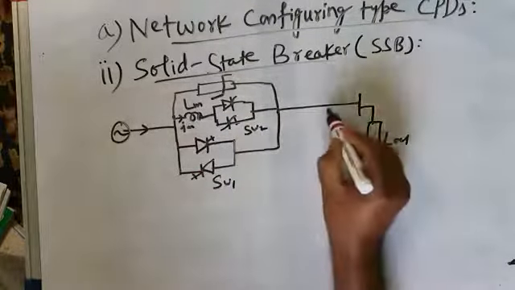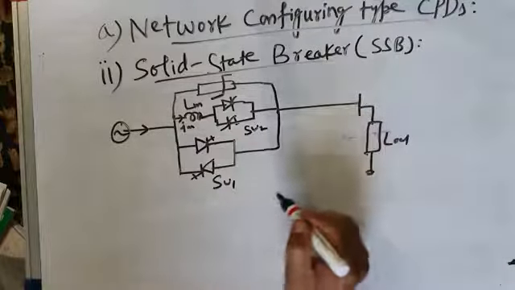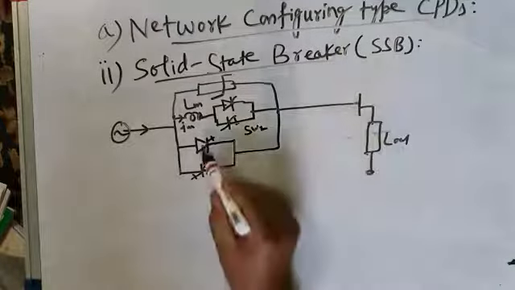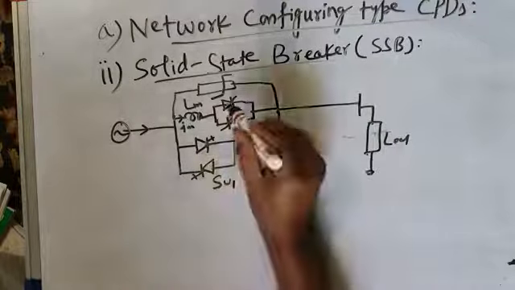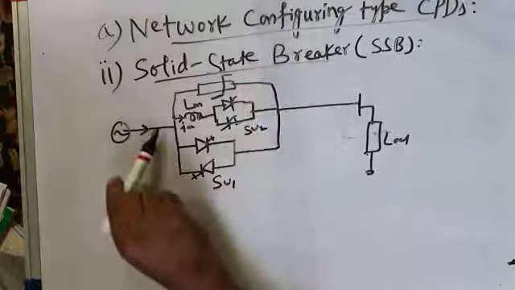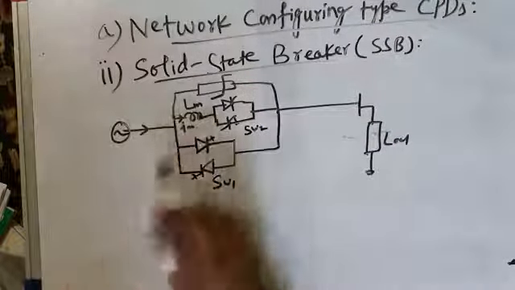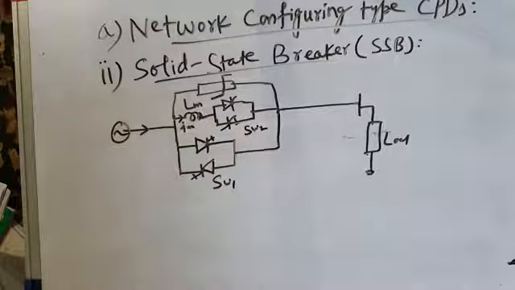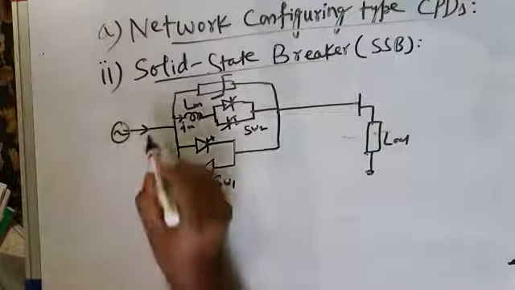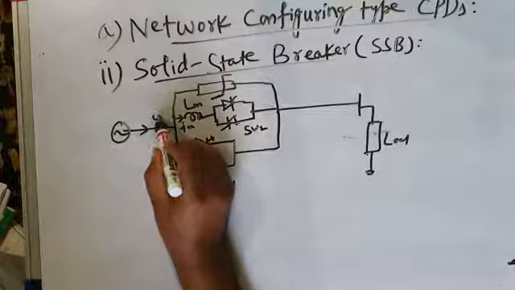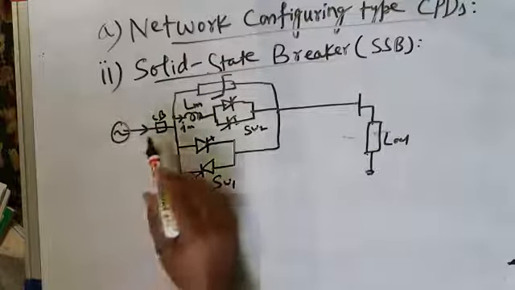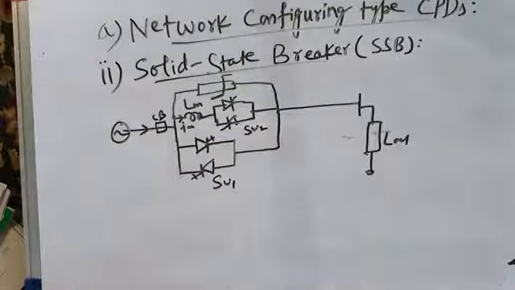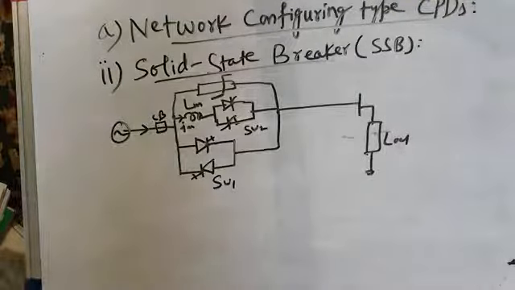And as soon as a fault occurs on this side of the feeder and huge current flows, then these two switches are turned off and these two switches are turned on. At that time, for some moment, current limiting is there because current flows through this current limiting reactor till the circuit breaker operates. You may have a circuit breaker somewhere here. And when the circuit breaker operates, all switches are off. Current is interrupted. So this is about the solid state breaker.